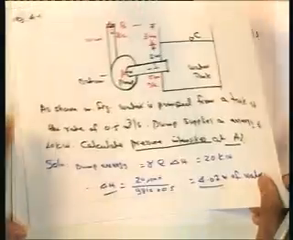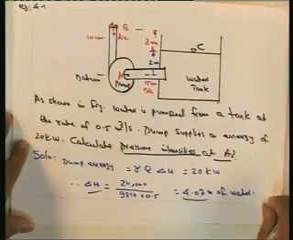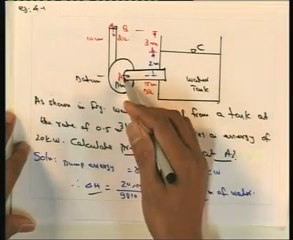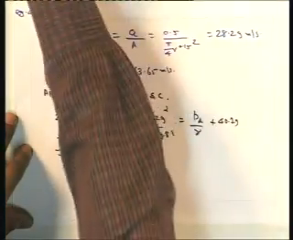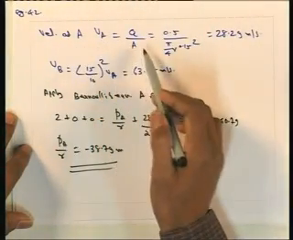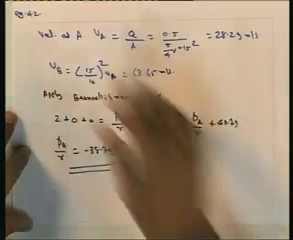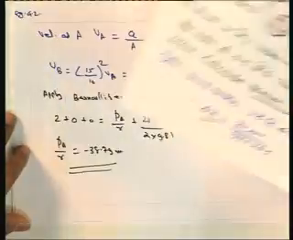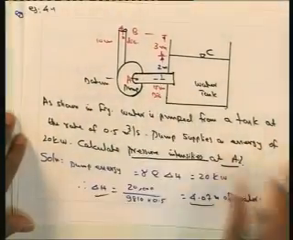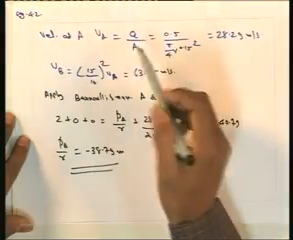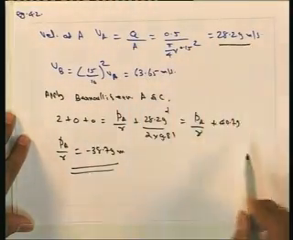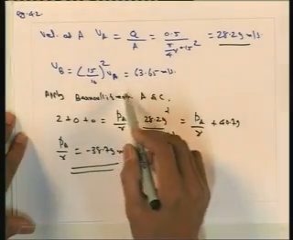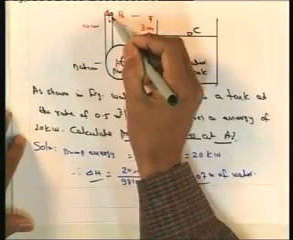We have already calculated the head here, so from that we can try to find the velocity. The discharge is given, and the velocity at A is equal to discharge by cross-sectional area. The pipe diameter is 15 centimeter, so V A is equal to Q by A. We get 28.29 meter per second.